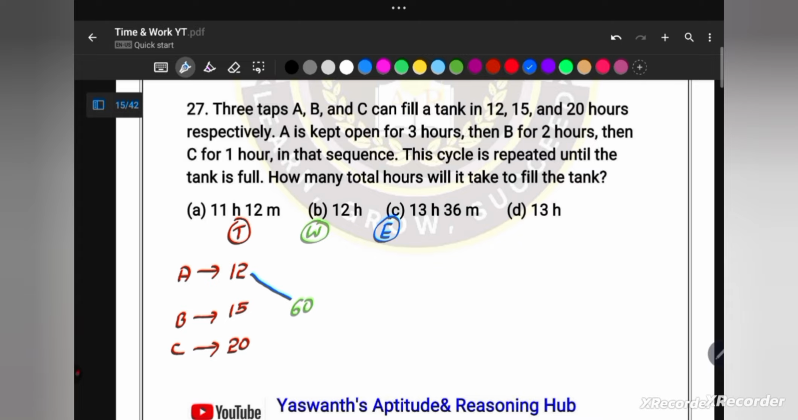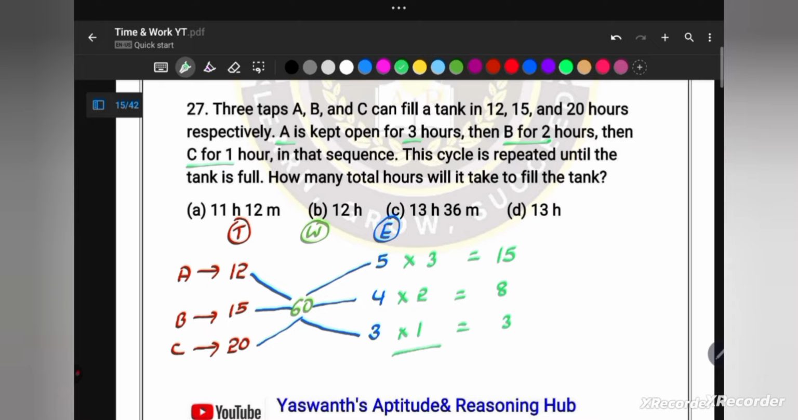Coming to A, 60 by 12 means it will be 5. Coming to B, 60 by 15 means it will be 4. Coming to C, 60 by 20 means it will be 3. Now coming to the next step, he is mentioning that A is open for 3 hours. So how much work will be done? 15 units of the work is done. Next, B will be open for 2 hours. For 1 hour it will be 4 units, for 2 hours it will be 8. Whereas C for 1 hour, it will be 3.